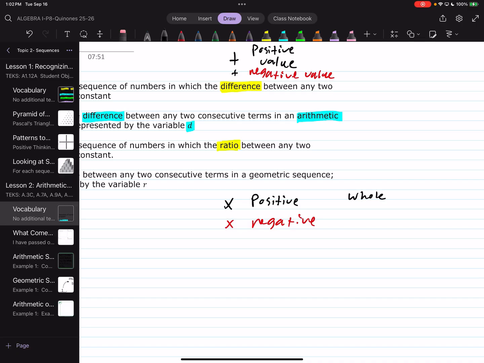Ratio, rational number. That's where we get that from. In a rational number, what do we get? What type of number is that? Ring a bell? Talked about it a good chunk of it in elementary. We brought it back in middle school math, specifically in 7th grade. A rational number.